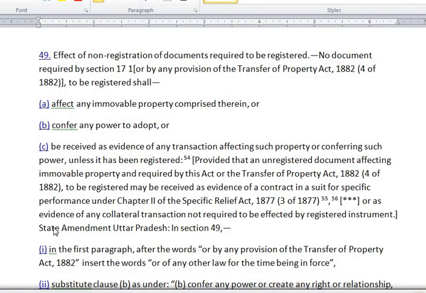Now another important point. Section 49 of the Registration Act, particularly clause C: no document required by section 17 or by any provision of the TPA to be registered shall affect any movable property comprised therein or confer any power to adopt. So it is basically talking about the effect of non-registration.